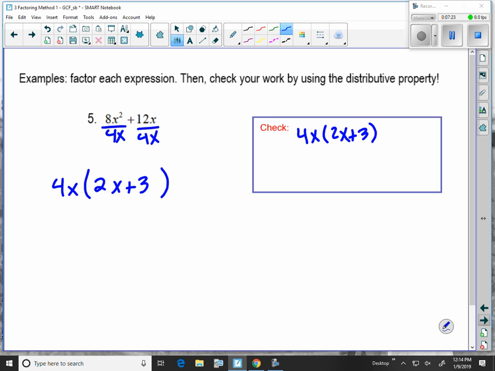Okay, we are going to check it while we're learning here. So 4x times 2x, 8x squared. 4x times 3, 12x. Is that what I started with? Yes. I know that it worked.